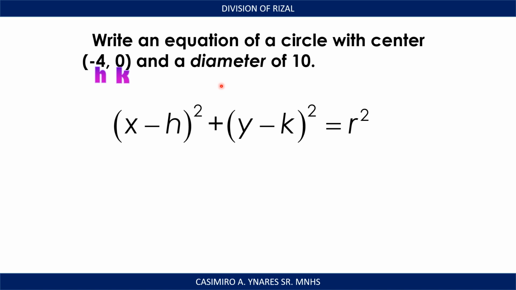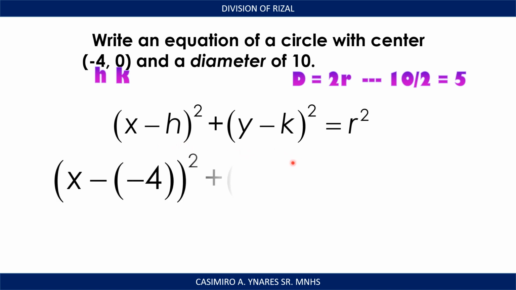So what will be our radius? So our radius is 5 kasi laging kalahati ng diameter yung radius natin. So therefore, our radius is 5. Using the formula, (x minus h) squared plus (y minus k) squared is equal to r squared. Substitute the given. So negative 4, (x minus negative 4) squared plus (y minus 0) squared is equal to 5 squared.